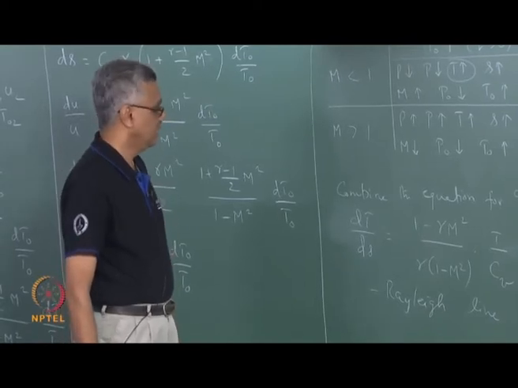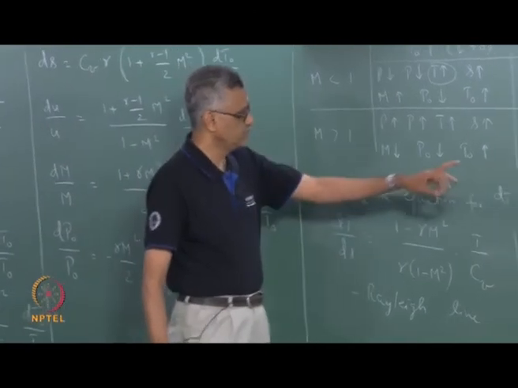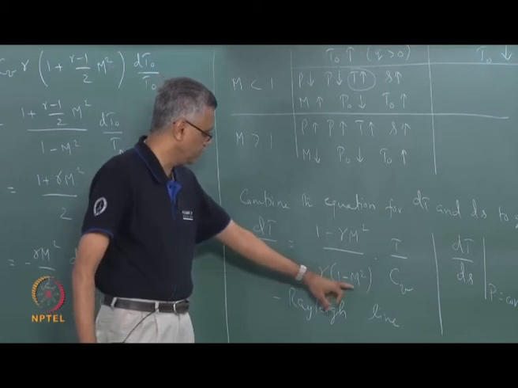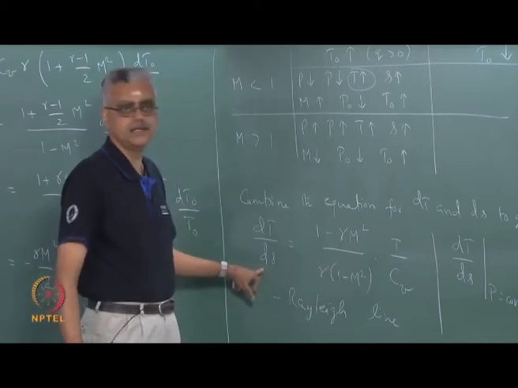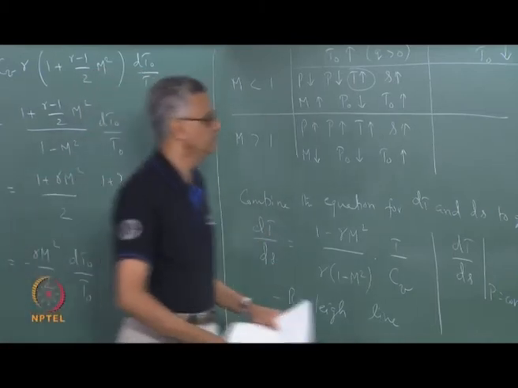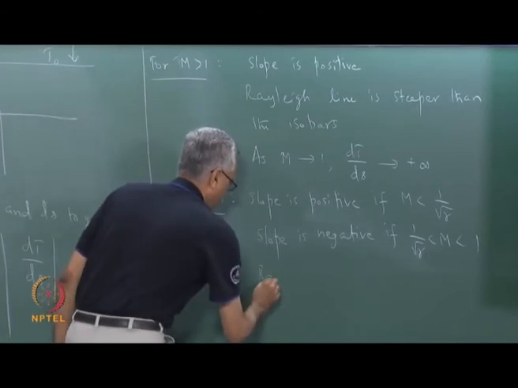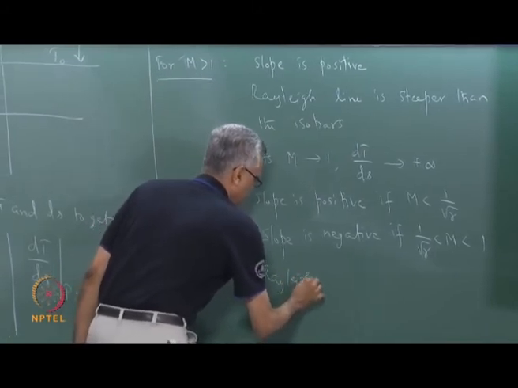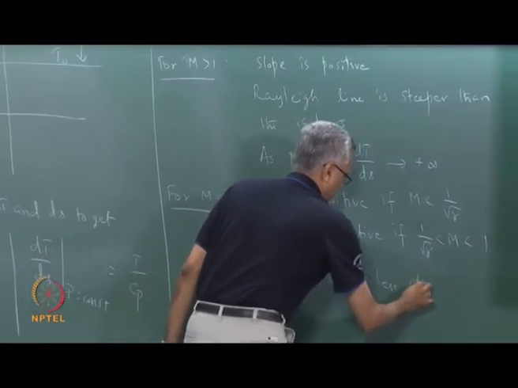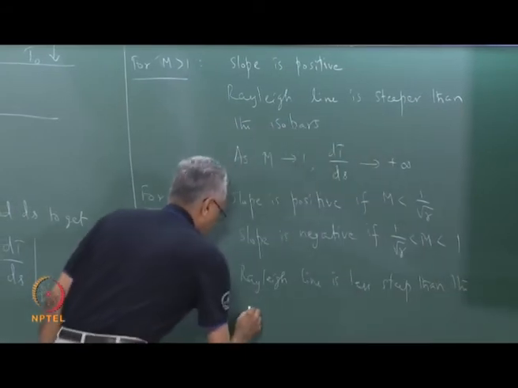Okay. And it is also easy to show, when m is less than 1 over square root of gamma, by comparing these two, that if m is less than 1, the Rayleigh line is actually less steep than the isobar. So, in the previous case it was steeper. In the subsonic case the Rayleigh line is less steep than the isobars.